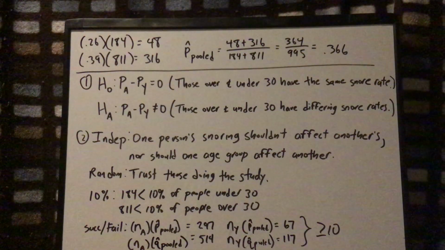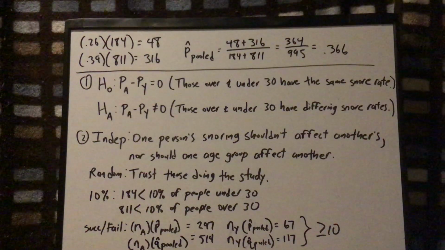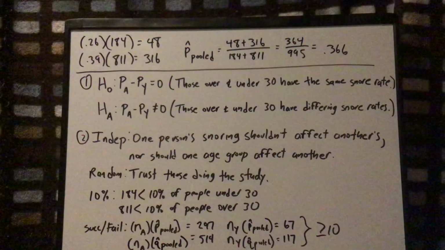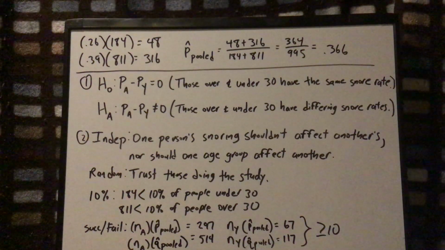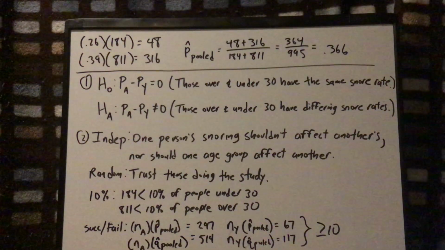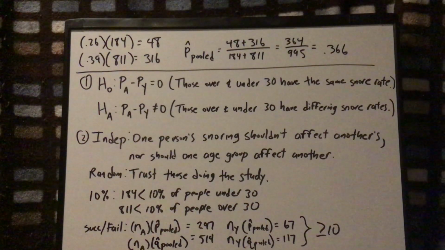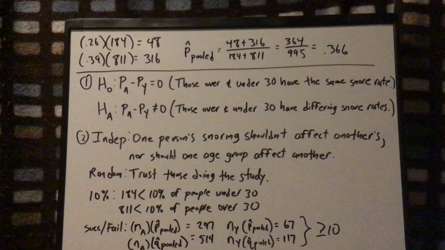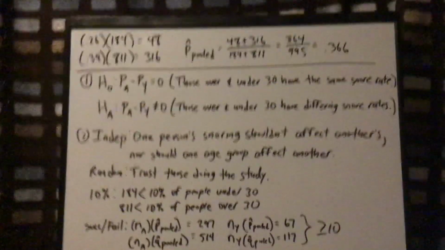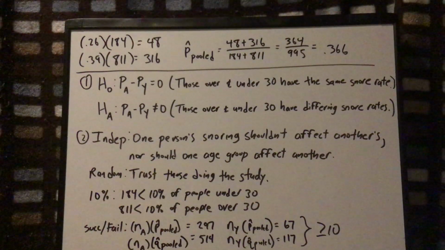Then I have to check the conditions. The condition check is the same as for the two proportion interval. The first condition I have to check is independence. Well, one person snoring shouldn't affect another's. That would make sense if you're randomly picking people. And nor should one age group affect the other. So remember, you have to check within the groups and across the groups. An old person snoring shouldn't affect a young person snoring, unless they were related or something. Once again, you're randomly picking, so that's unlikely. Basically, one person's snoring shouldn't affect another, and one person from one group shouldn't affect the other group. So it's reasonable to believe that condition's met.